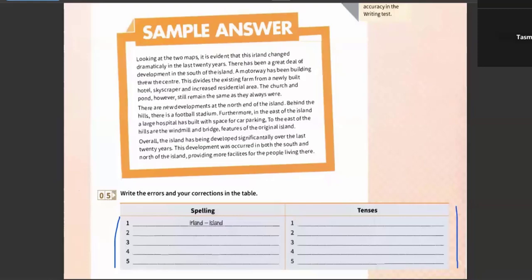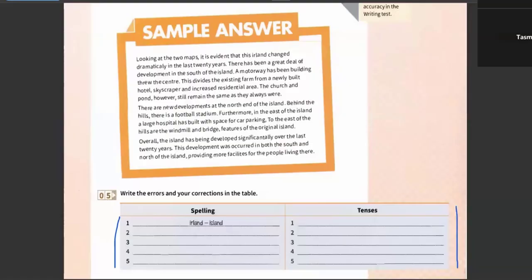Looking at the two maps, it is evident that this island changed dramatically in the last 20 years. So we are talking about a period of time, right? A range of time. For that, we cannot use past tense. We have to use past perfect tense. This island has changed. Right, not past perfect tense, present perfect tense, because we're talking in the present about a span of time. So it will be has changed. Very good. So that is the first mistake.